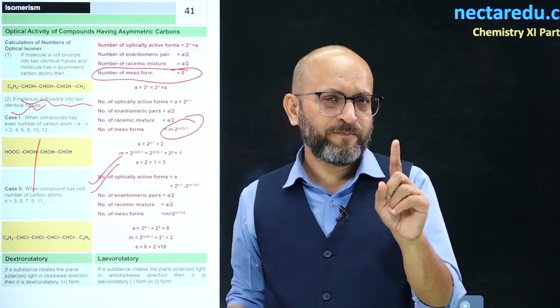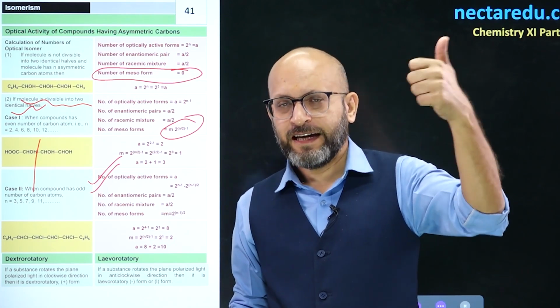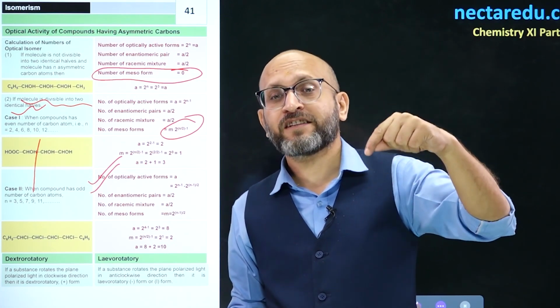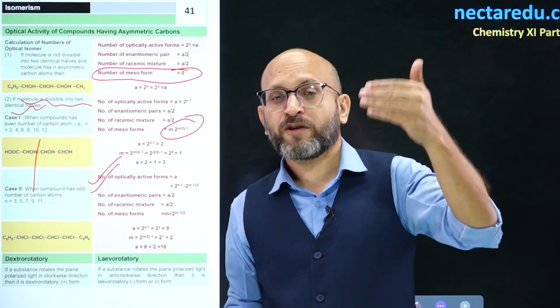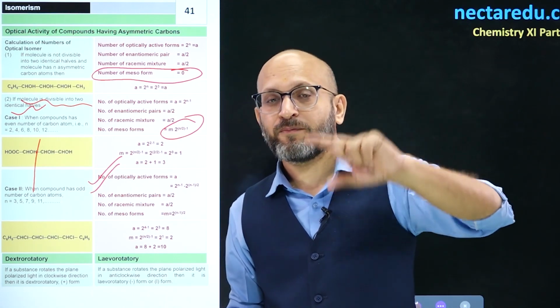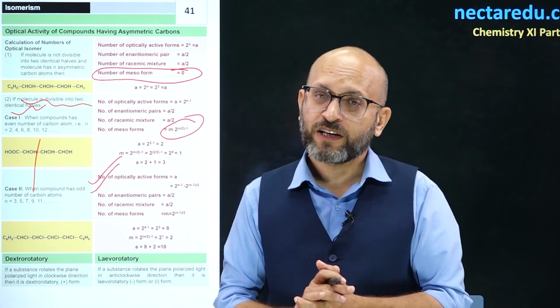Once you remember, let's say, optically active compounds give you a formula A, the number of enantiomer pairs will be A by 2, the number of racemic mixtures will be A by 2, and the number of mesomers or optically inactive compounds will have a separate formula depending on which case we are talking about.